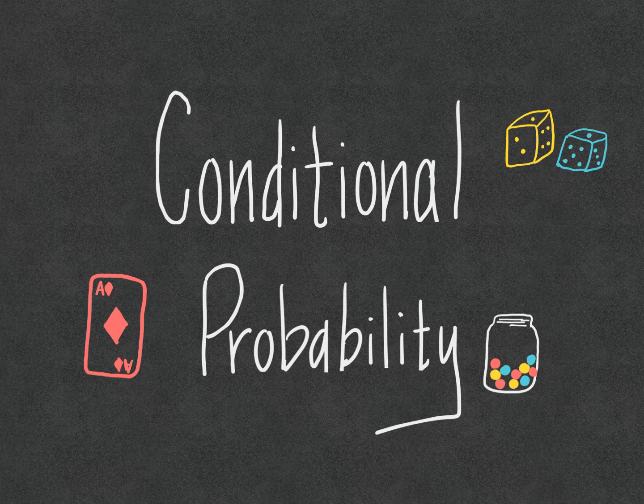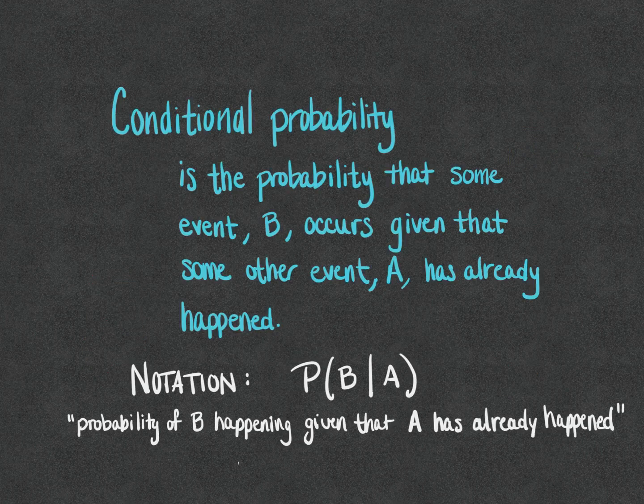This video is about calculating conditional probability. Conditional probability is the probability that some event B occurs given that some other event A has already happened. The notation for this can be seen here.